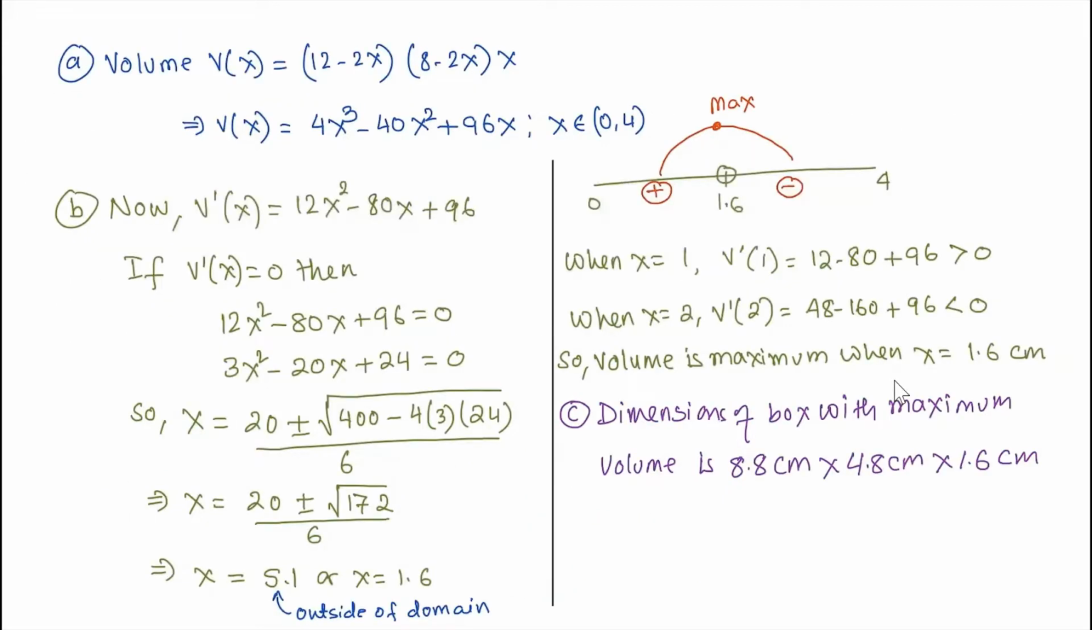So the maximum volume, to find the volume, we multiply length, width, and height. So it will be 8.8 multiplied by 4.8 multiplied by 1.6. We can multiply this in our calculator. The result must be 67.584 centimeter cube. So that is the maximum volume of the box that can be produced by cutting the corners and folding it up.